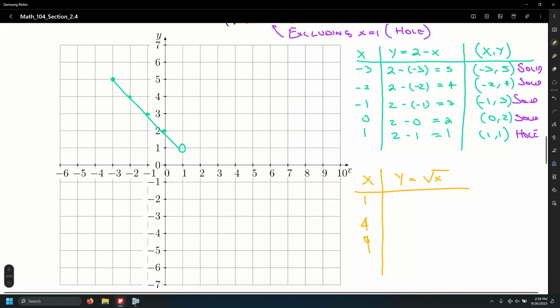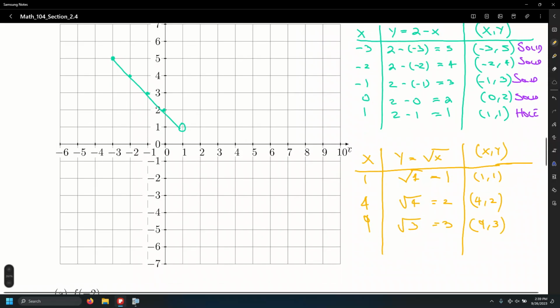All right, so that is y equals the square root of x. The square root of 1 equals 1, the square root of 4 equals 2, the square root of 9 equals 3. That's going to give us a few ordered pairs: the ordered pair (1, 1), the ordered pair (4, 2), and the ordered pair (9, 3). Okay, those are the ordered pairs of the form (x, y).